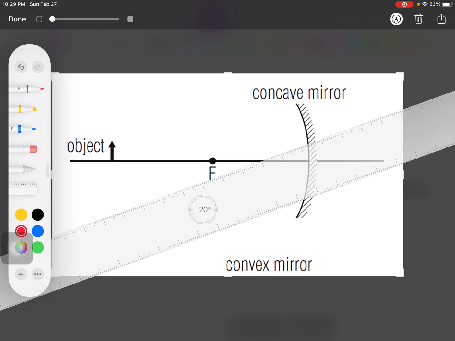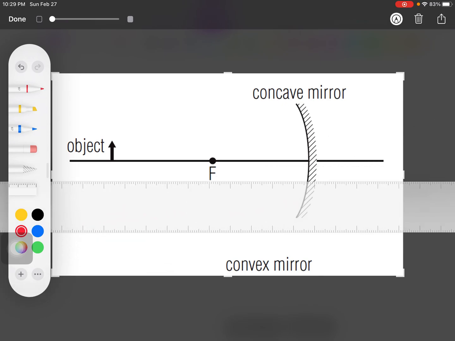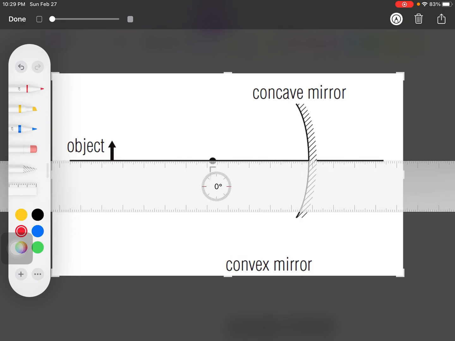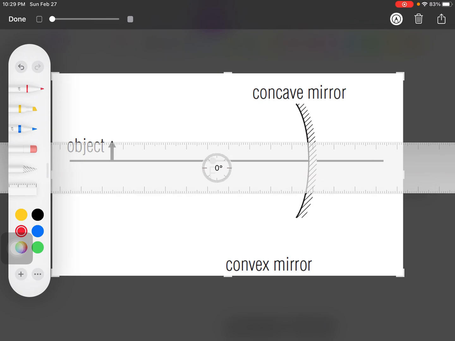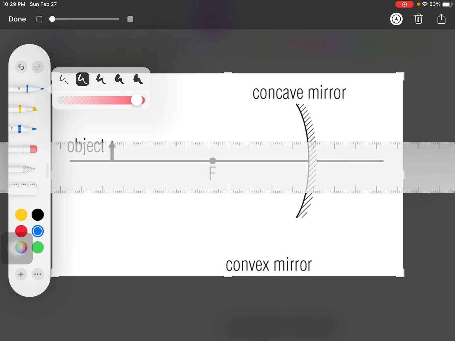The first ray that we're going to draw, and this makes it nice and easy to get it exactly parallel, because we can see the degrees on the ruler. So for parallel, we want it at 0. We're going to line it up with the top of the object, and then draw our incident ray going straight until it hits the mirror.